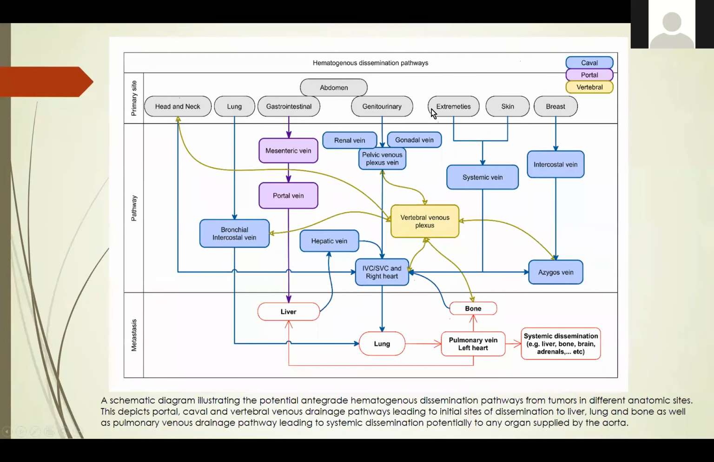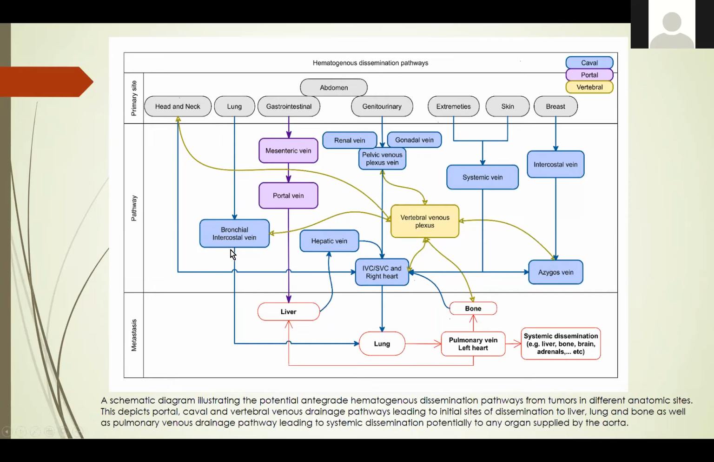And this is a schematic for the hematogenous dissemination pathway. So again, head and neck tumors, if they're spreading directly through the draining veins, can reach the SVC and right heart. But there's also another pathway called the vertebral venous plexus. I'll come to it in a minute, but you can see the lungs, bronchial veins, the pelvic plexus, the intercostal veins, everything can also reach via an alternate pathway, which is the vertebral venous plexus pathway.